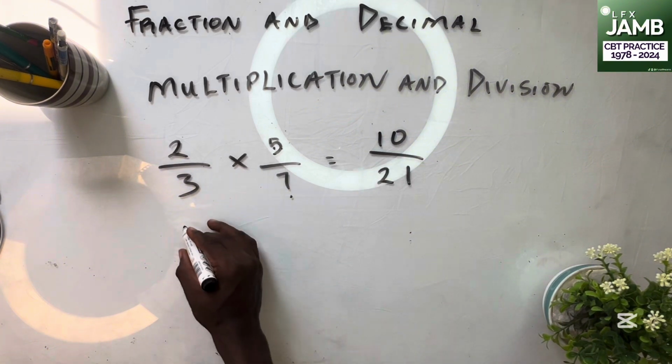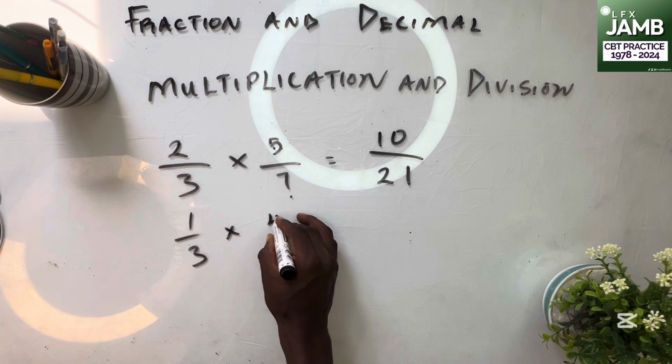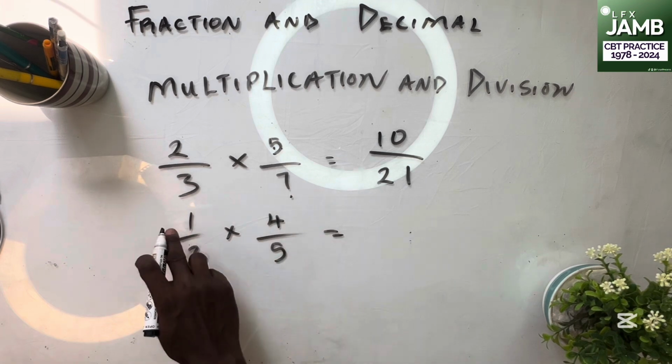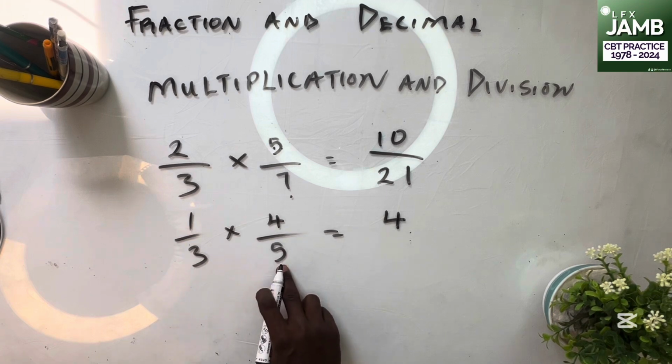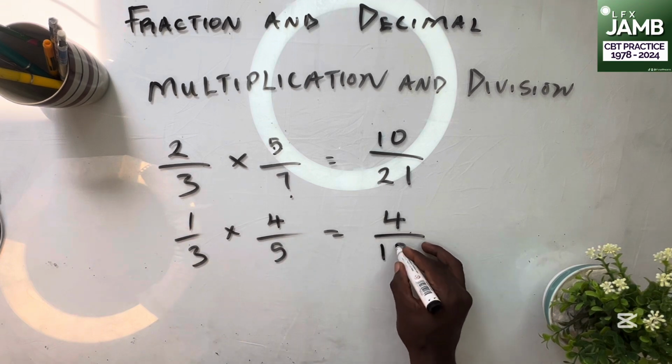Simple. Okay, another example, 1 over 3 times 4 over 5. Let's take that again. 1 times 4 gives us what? 4. 3 times 5 gives us 15.